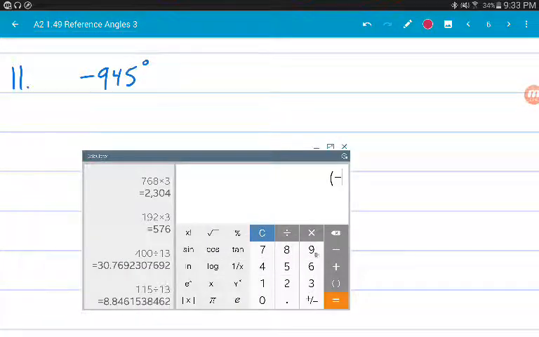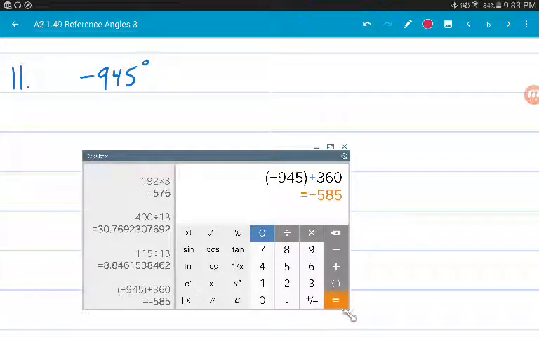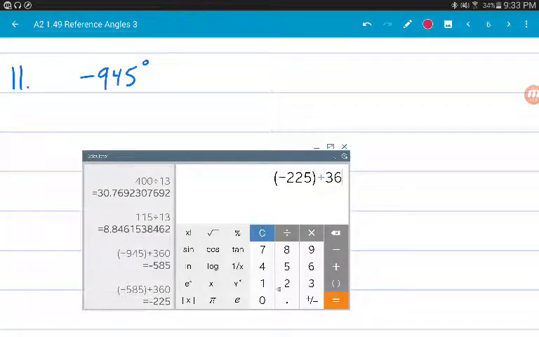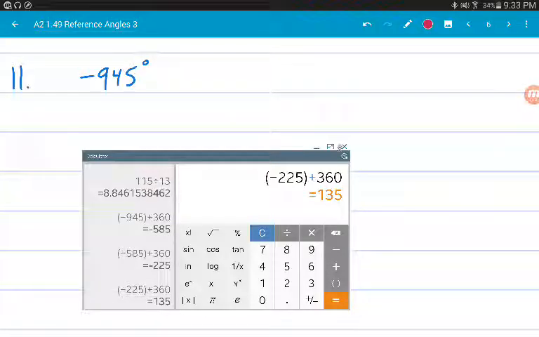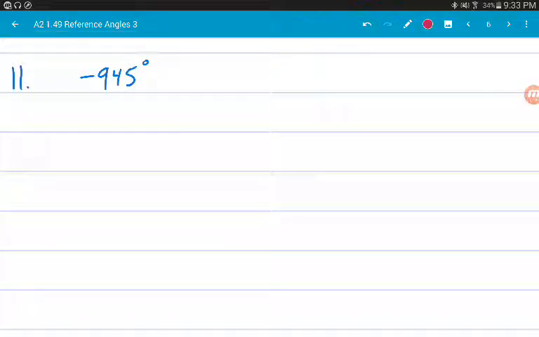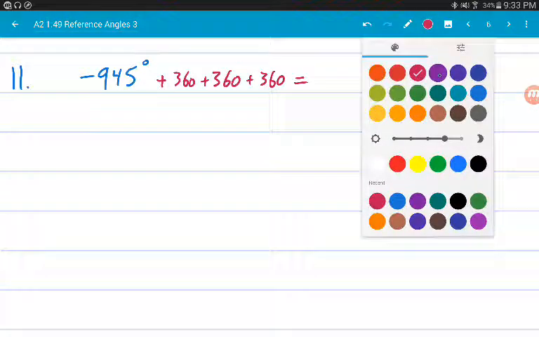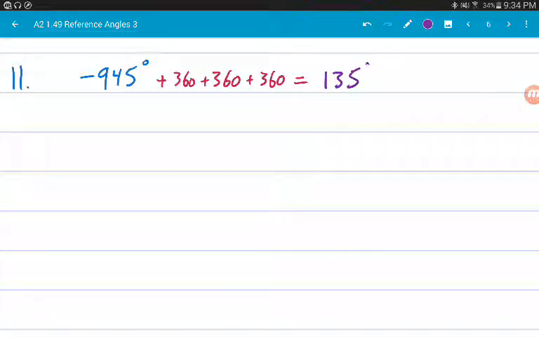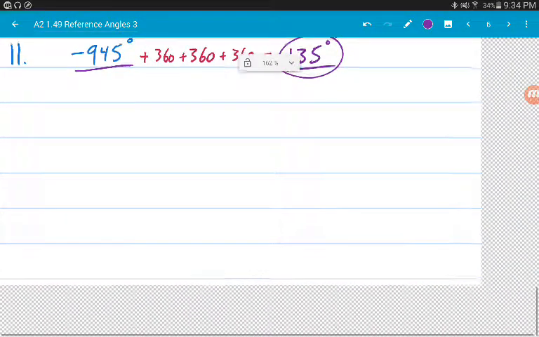So I start with the angle we had, negative 945. I'm going to add 360. And that's still negative, so let's add 360 again. Still negative, add 360 one more time, and I get that this is equal to 135 degrees. So we added 360 three times, and we find that it's equal to 135 degrees. So these two are equal. We're going to be dealing with this one because it's a lot nicer.